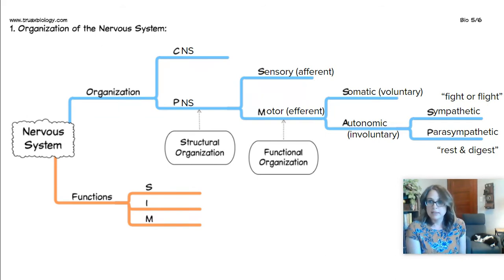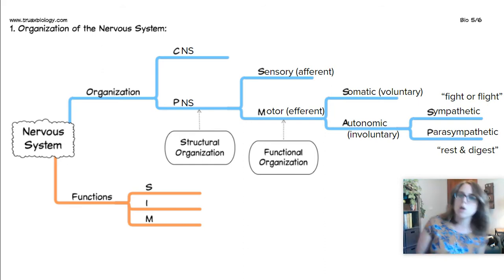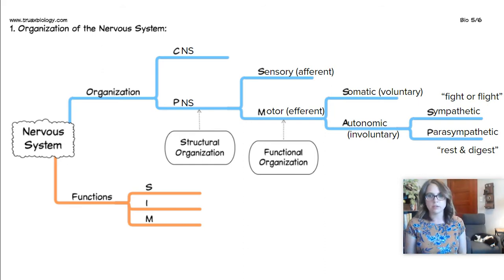All right. And so the reason they say digest on this is because your digestive processes happen normally when you are in your parasympathetic division. If you're stressed, your gut stuff kind of slows down or stops. So it's harder to digest food if you are stressed by whatever it could be. Maybe a lion's chasing you, or maybe you're just stressed about your anatomy test tomorrow. Okay, so this is how we organize our nervous system.